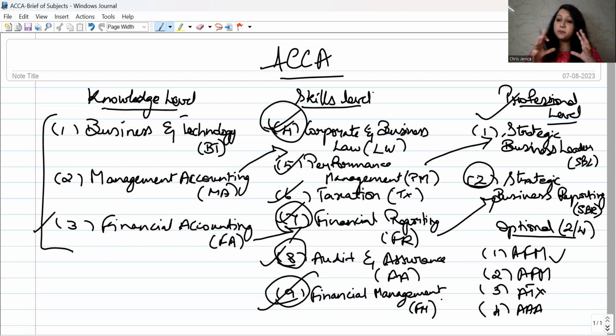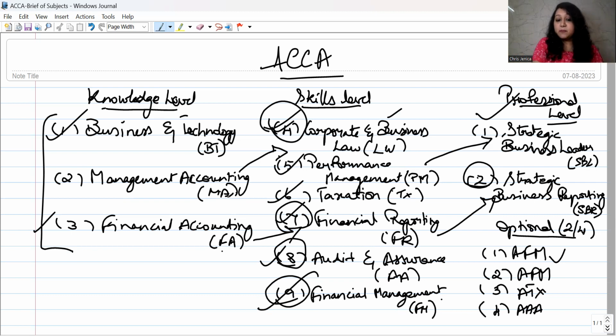So this is going to be completely a theoretical paper, and many students tend to have a mindset that it is a very dry paper because it's completely law and theoretical. So when it is compared with other papers of ACCA, you can choose this corporate and business law and even your business and technology, because this is also completely theoretical. So these two theoretical papers, you can even opt together with MA and FA.